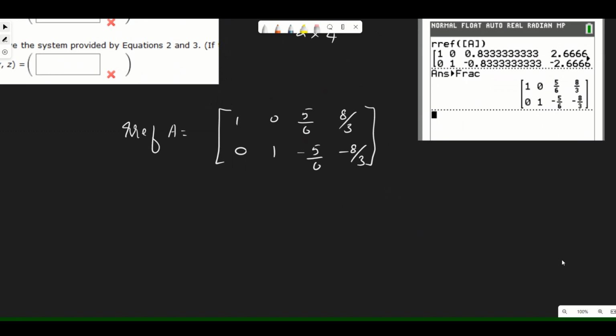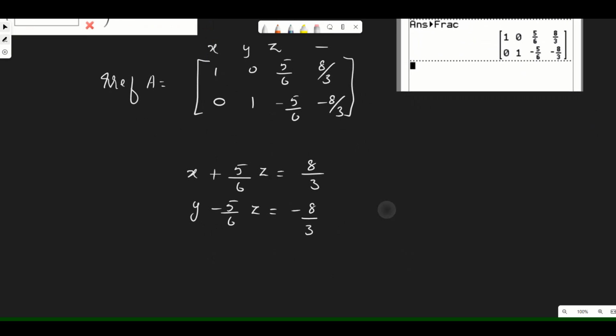From this, these are all the coefficients for x, y, z, and this is my constant. So if I rewrite this, I get x plus 5/6 z equal to 8/3. And y minus 5/6 z equal to negative 8/3. So from these two, it looks like I have only two equations for three unknowns.